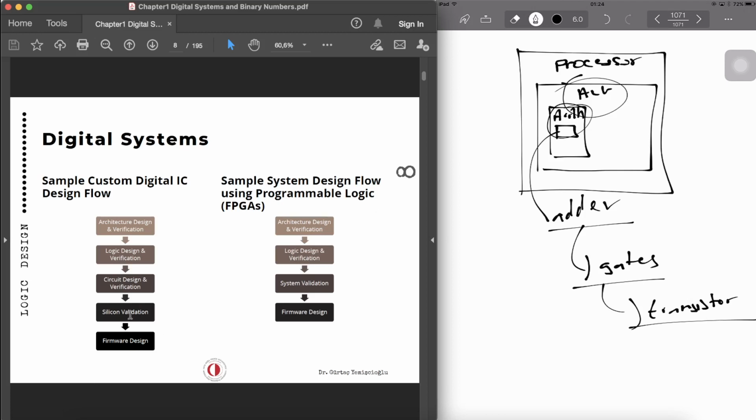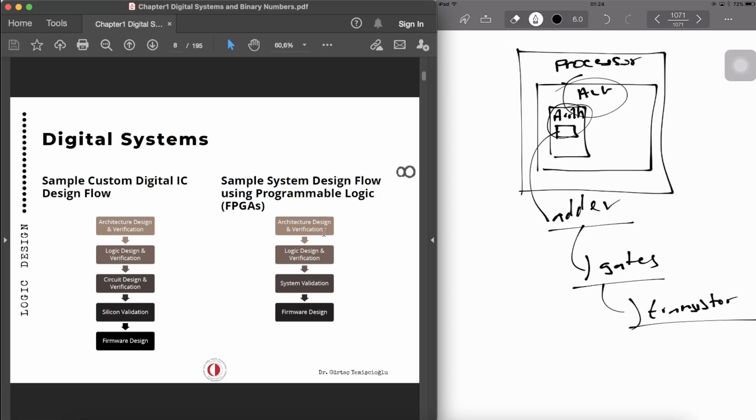Then silicon validation means we have to validate the transistor designs, verify everything, put it on the chip, and send it to fabrication. Once that is done, we have to verify and validate that the silicon is working and everything is fine. Once that is done, we have to define the firmware for it. How is this going to function? That's part of the firmware.